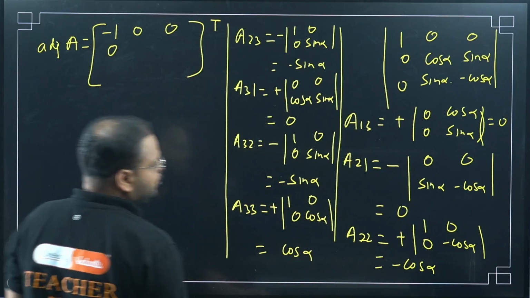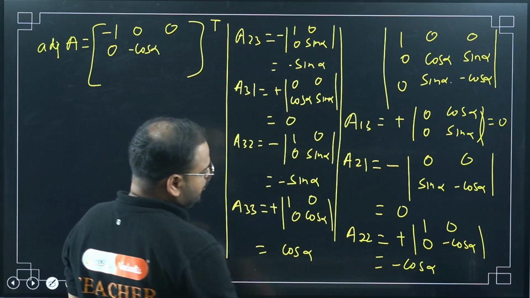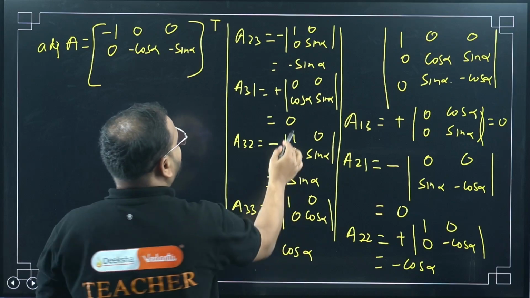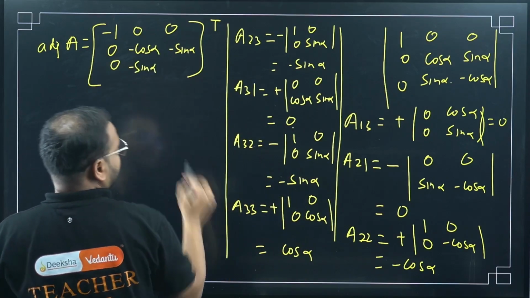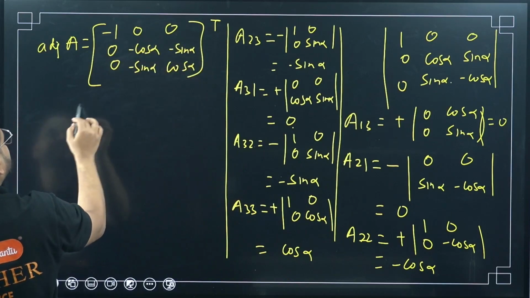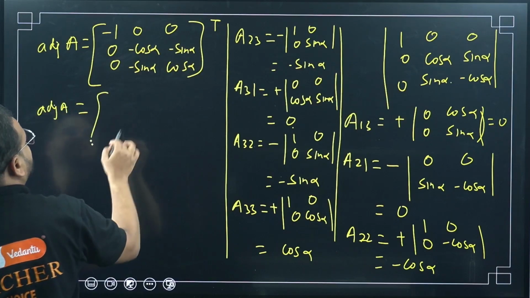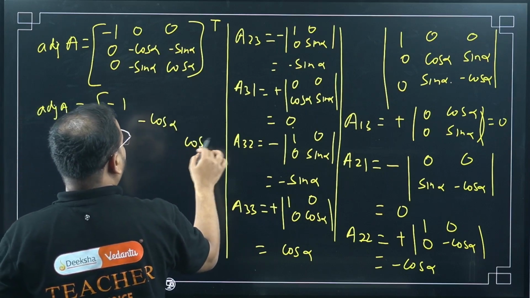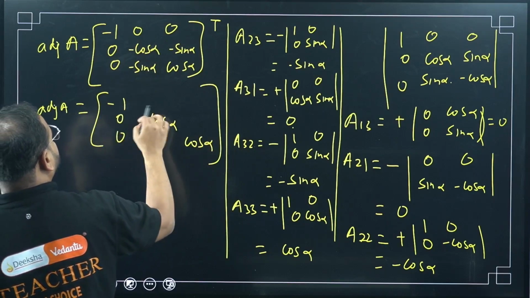A21, again 0. Please check here, 0. A22 is minus cos alpha. A23 is minus sin alpha. A31, again 0. A32 is minus sin alpha. And A33 is simply cos alpha. We have to take the transpose, so keep the diagonal elements as they are. I'll get the adjoint of A as minus 1 as it is, minus cos alpha as it is, and cos alpha also as it is. The others, please check, the 0 and 0 we take, no problem here.